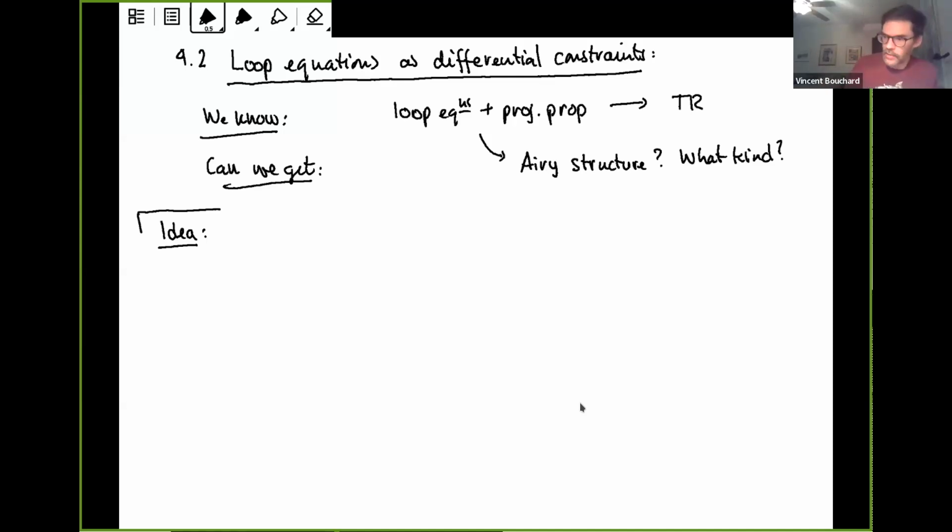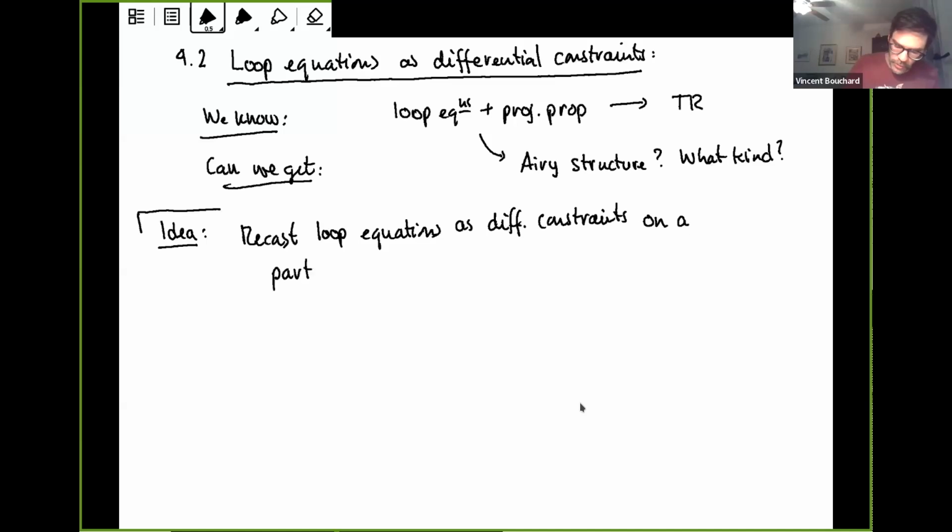So the idea here is quite simple, is to recast the loop equations as differential constraints on a partition function. So first I need to tell you how we're going to construct the partition function, and then we will show that we can rewrite the loop equations as the action of differential operators on that partition function. Okay, so that's the second direction that will provide a connection between topological recursion and area structures.